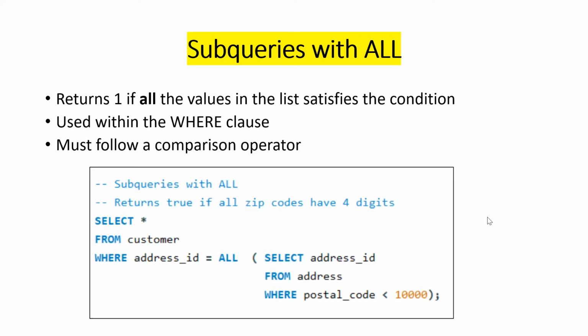Same thing, here we have the same example like the ANY, but we use ALL. So return true if all zip codes have 4 digits. As we will see, there are postal codes which have 5 digits. Thus, not all the values in the address ID list are with 4 digits. As a result, when we use ALL, it will return for us an empty list.